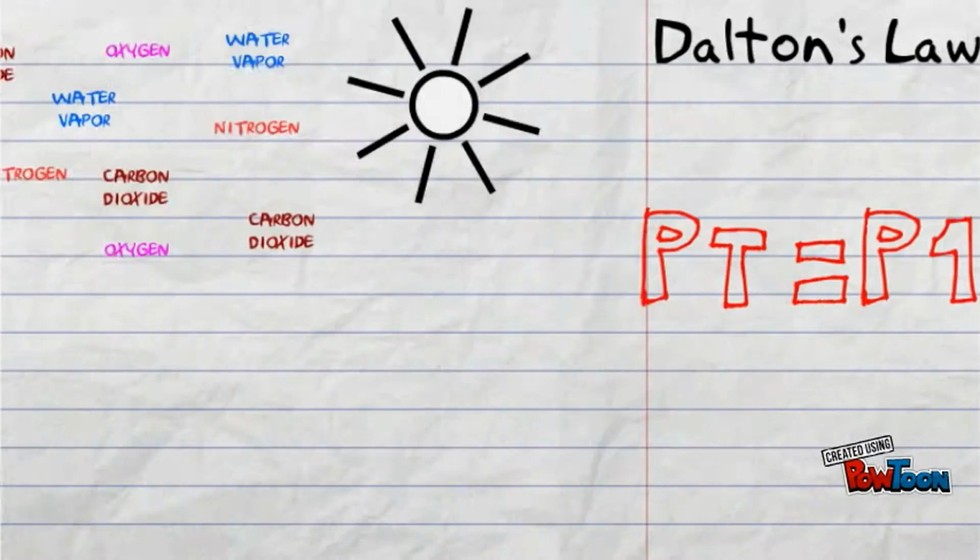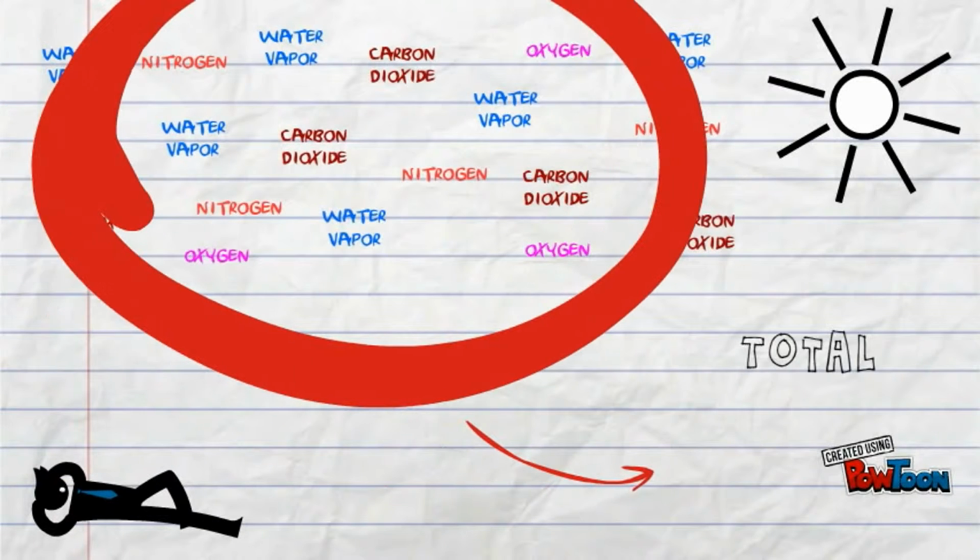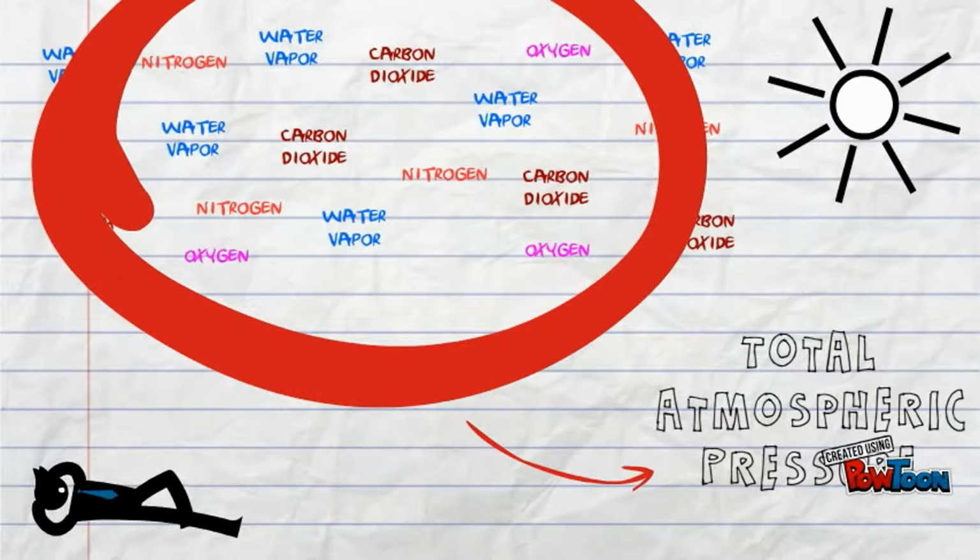Dalton's law actually has a key role in weather, especially when dealing with the atmosphere. The atmosphere is made up of water vapors, carbon dioxide, nitrogen, oxygen, and a small percentage of others. Add the partial pressure of each gas and you end up with the total atmospheric pressure.